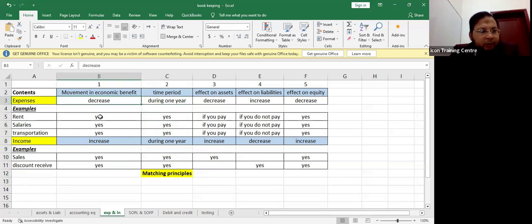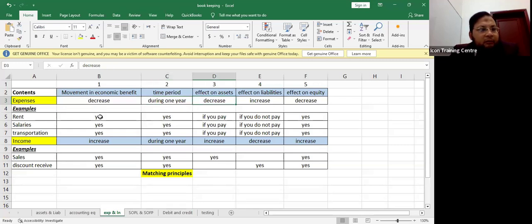So in this particular scenario, we are purchasing goods. Why are we purchasing goods? For resale purpose. So this is a decrease in economic benefit, because the intention is to sell it as soon as possible. The intention is not to keep it in the business for a longer period of time. So we purchase goods with the intention to sell them immediately. So this is our expense, because this is the cost of generating income. So the movement in economic benefit is a decrease, and it is occurring within 1 year.